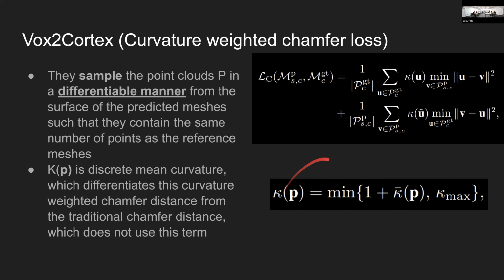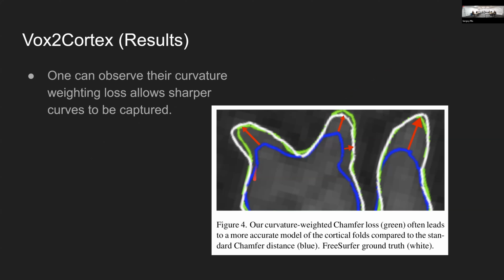This curvature term, as you'll see in some of the results, dramatically affects the quality of the meshes, being able to capture the fine ridges of the brain. So this is not just a standard chamfer loss. It has a term that weights curvature. Here you can see one of their values of the curvature versus another. This is with it not existing, and this is FreeSurfer, I think, white. So you can see that the curvature loss matters.